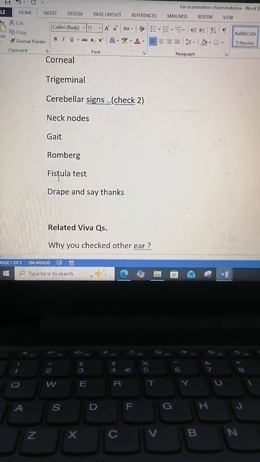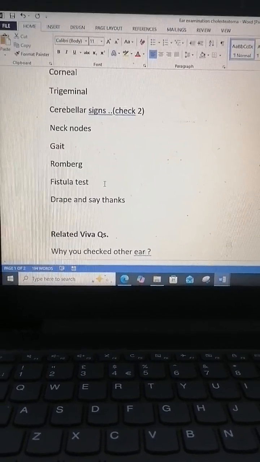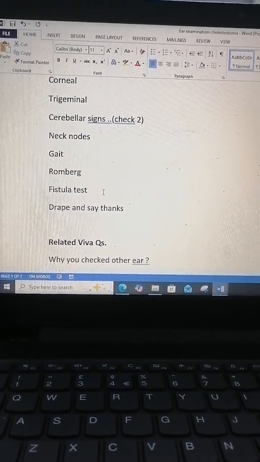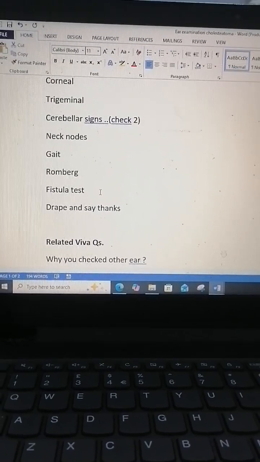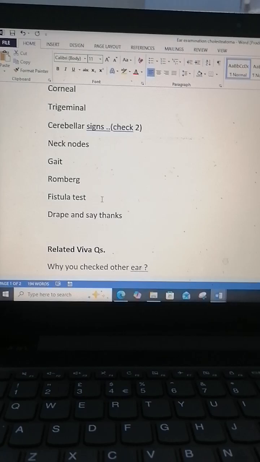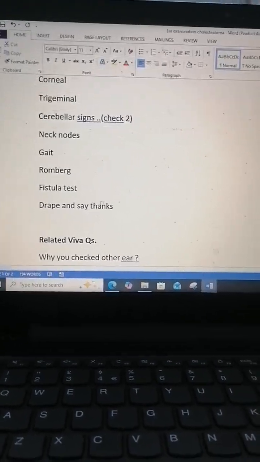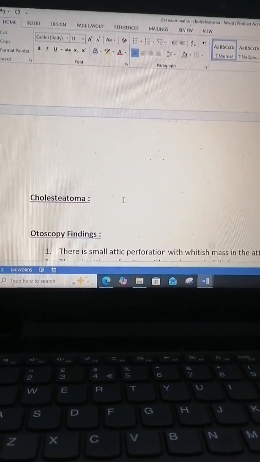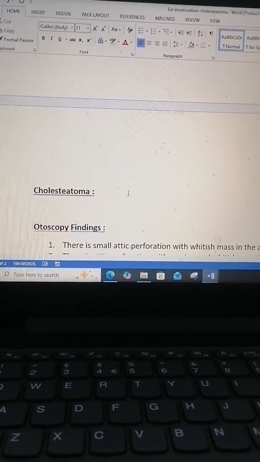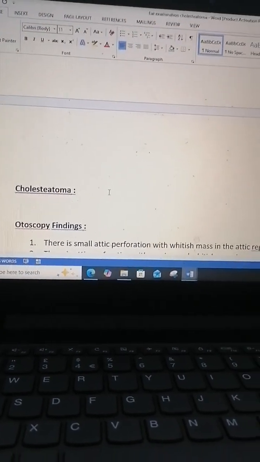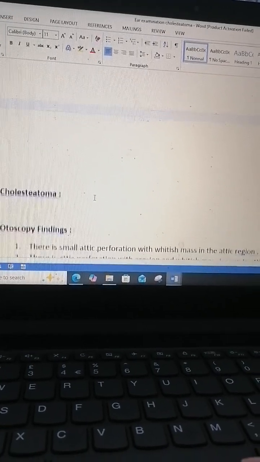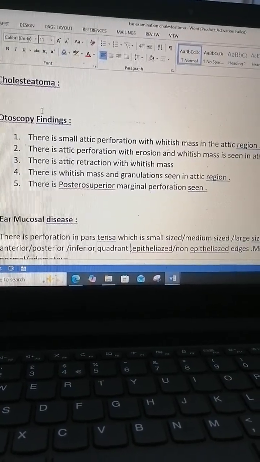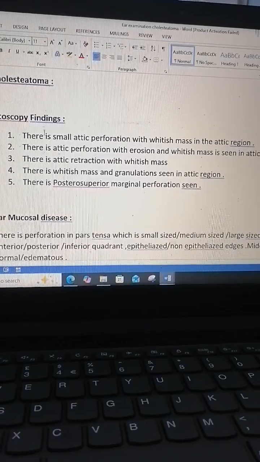And in the last you will do fistula test, because fistula test can induce vertigo, so the patient can be disturbed by fistula test. So this is the last step in the ear examination, and then redrape the patient and say thanks. So these are the main steps in the examination of ear, whether there is any mucosal disease or any squamosal disease. So I will also show you how you will describe otoscopy findings in a case of cholesteatoma.